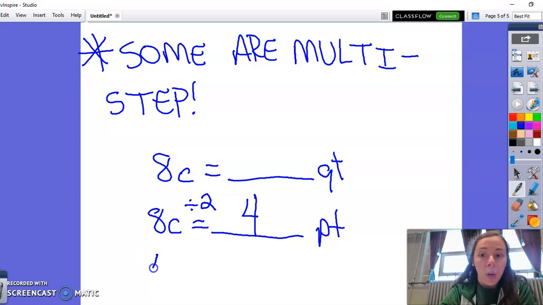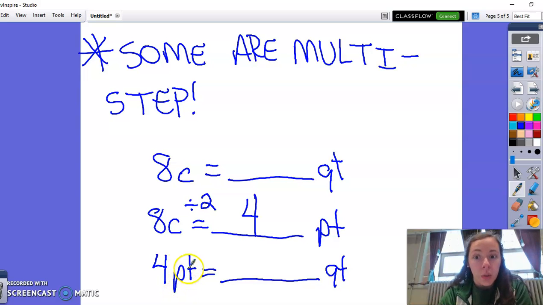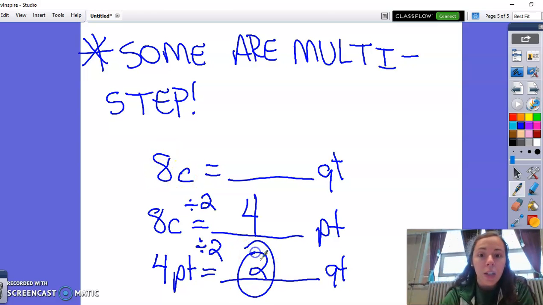Now I have 4 pints, and I know the conversion between pints and quarts. There's one for that. Pints is the smaller one, so we're going small to big again, which means we'll be dividing. There are 2 pints in 1 quart, so we'll divide by 2 again. 4 divided by 2 is 2. And now we found it. 8 cups is the same as 2 quarts.